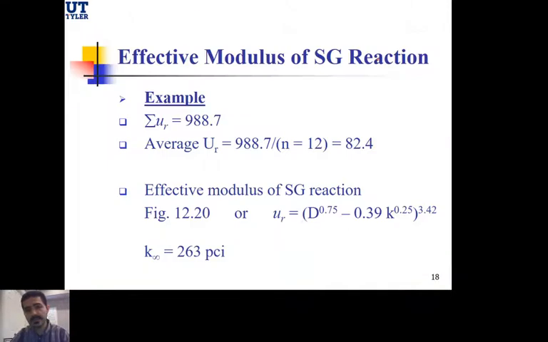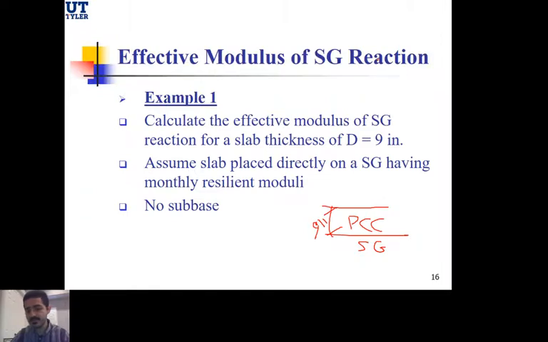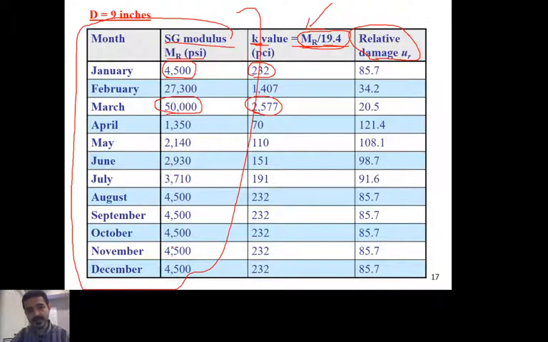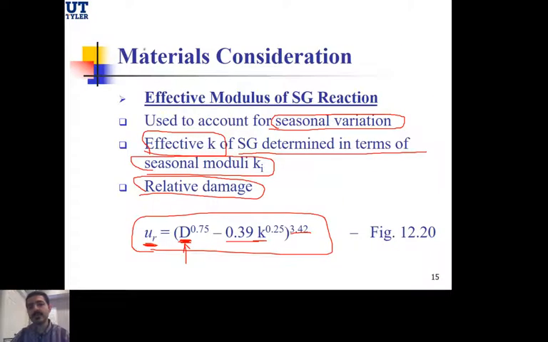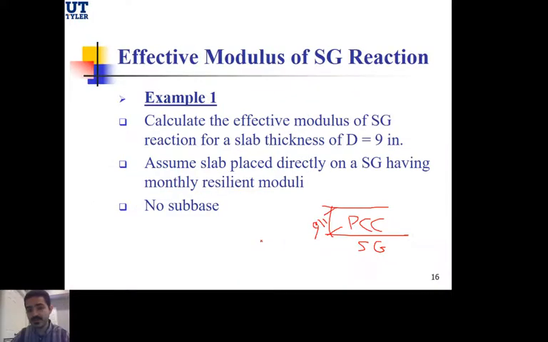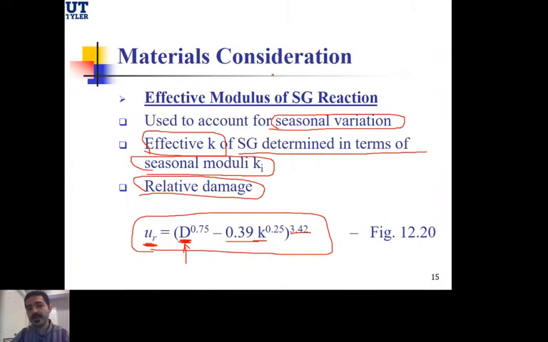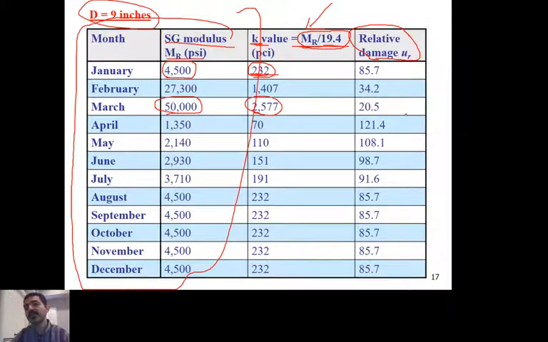So how to get the relative damage is again using this equation right here. The D here is going to be the 9 inches, which is mentioned here. So 9 inches to the power 0.75 minus 0.39 times K. The K value, which is for the month of January, is 232. And this is all to the power 0.25 and the whole thing to the power 3.42. Therefore, you're going to get the relative damage for the month of January equal to 85.7.